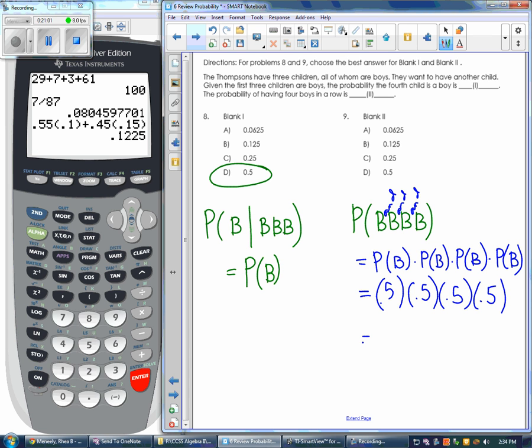So this probability is a little bit different. This becomes 0.5 to the 4th power. And when I multiply it all the way out, it becomes 0.0625. So number 8 has to deal with a conditional probability. Number 9 deals with the and statement.